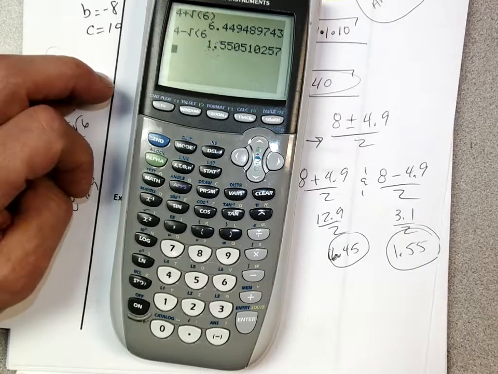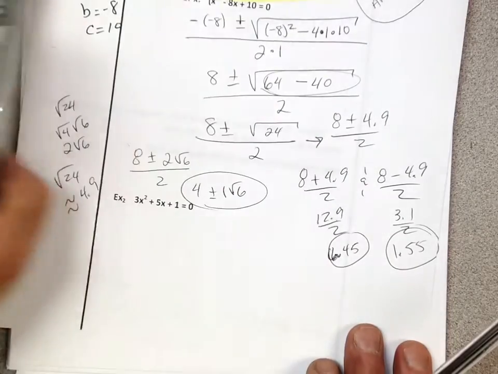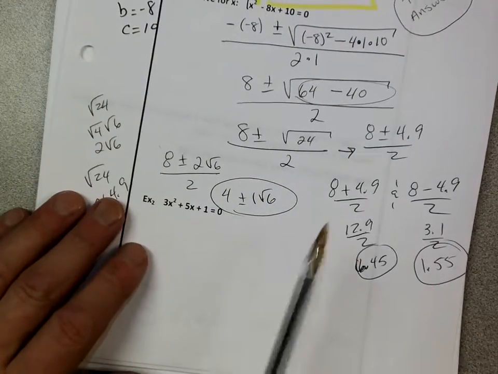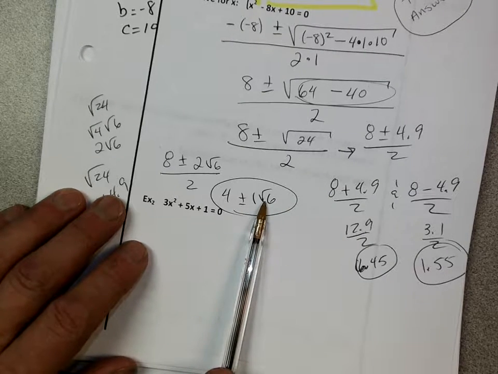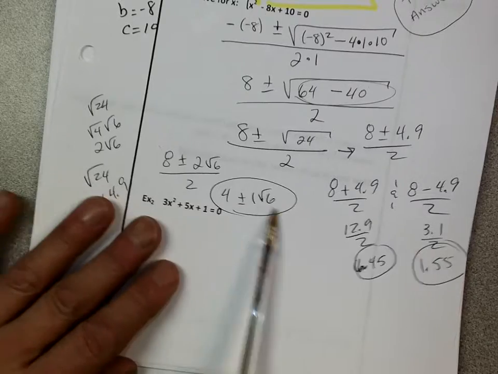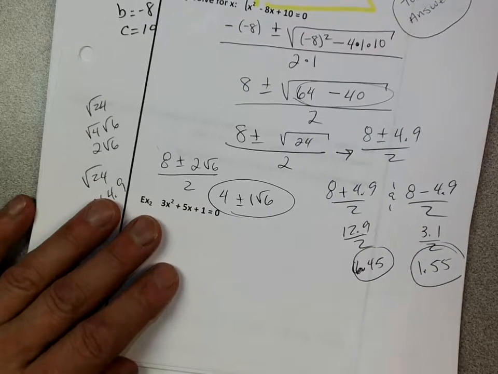Okay? Now, before I take Amanda's question, a math teacher is going to want it in this form, because the square root of 6 is a nice answer. These are just decimal answers, okay? Amanda first. Amanda, go ahead.